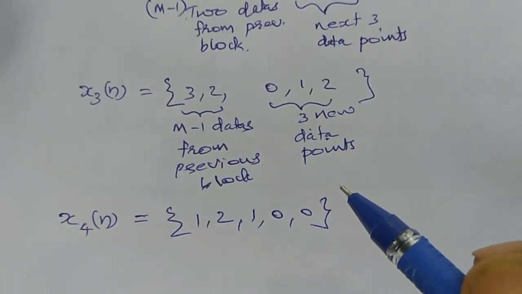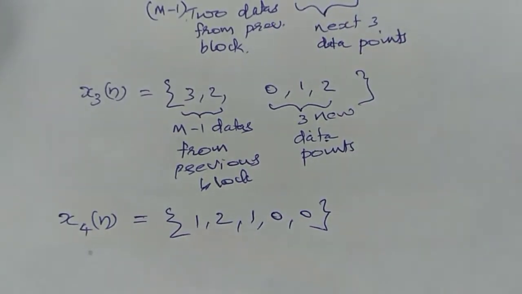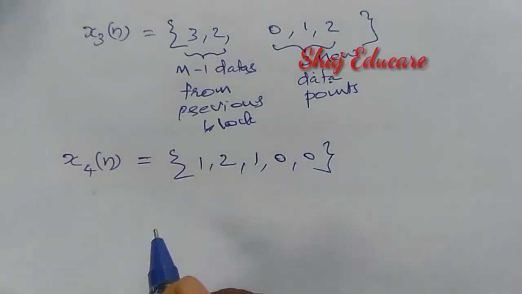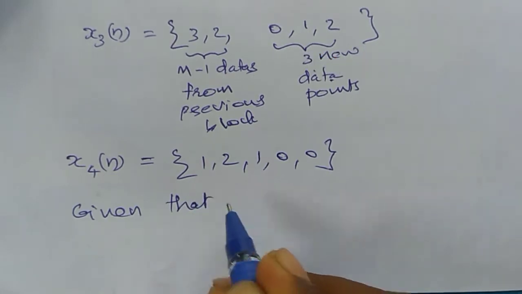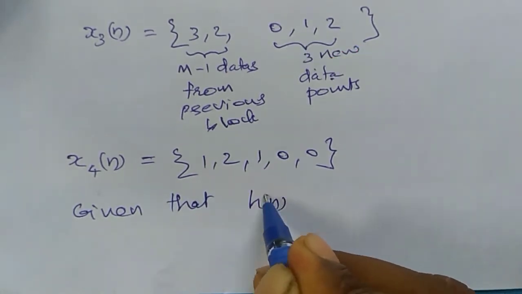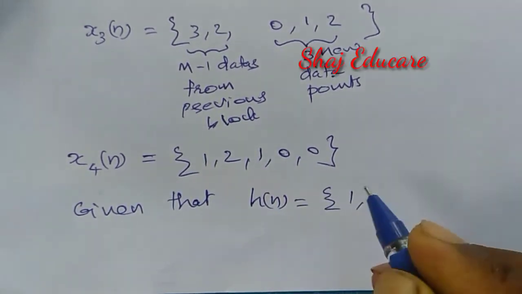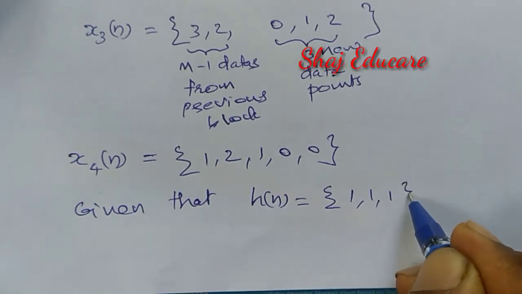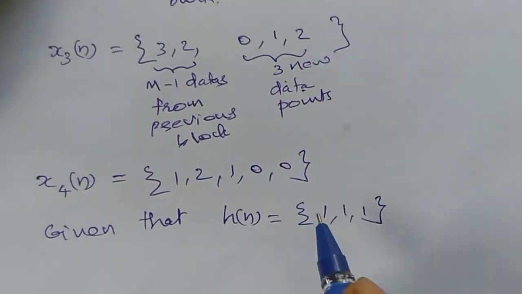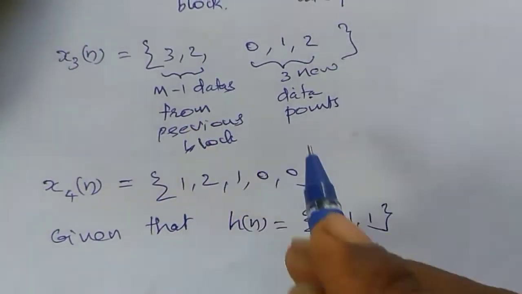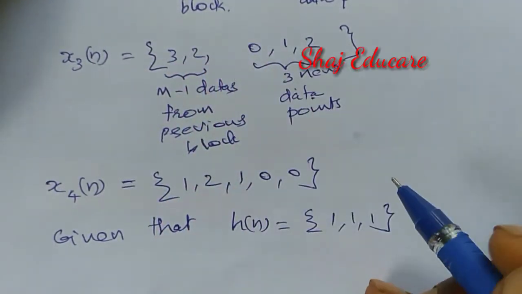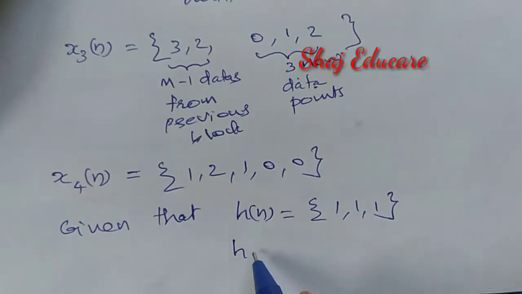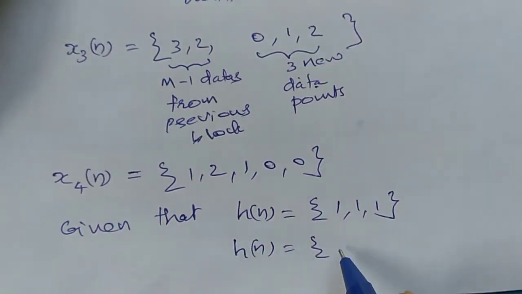Next we have to take the circular convolution. Before that, the impulse response h of n is given, equal to 1 1 1. To perform the circular convolution, both h of n and these discrete blocks should be of the same length. So I'm going to put how many zeros?